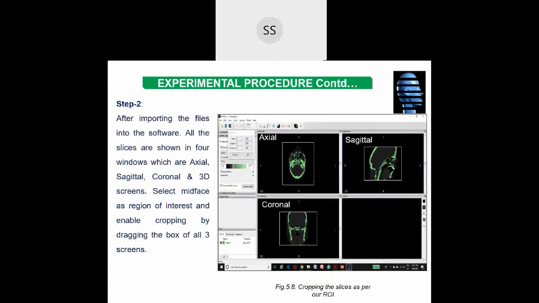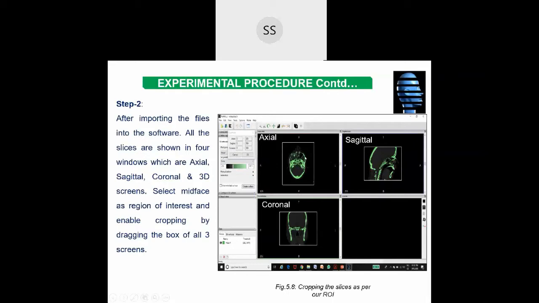Then after importing the files into the software, all the slices are shown in 4 windows. These are the 4 windows, just like in conventional CAD software, where you have front view, top view, side view, and isometric view. Here you also have axial view, sagittal, coronal, and isometric view.